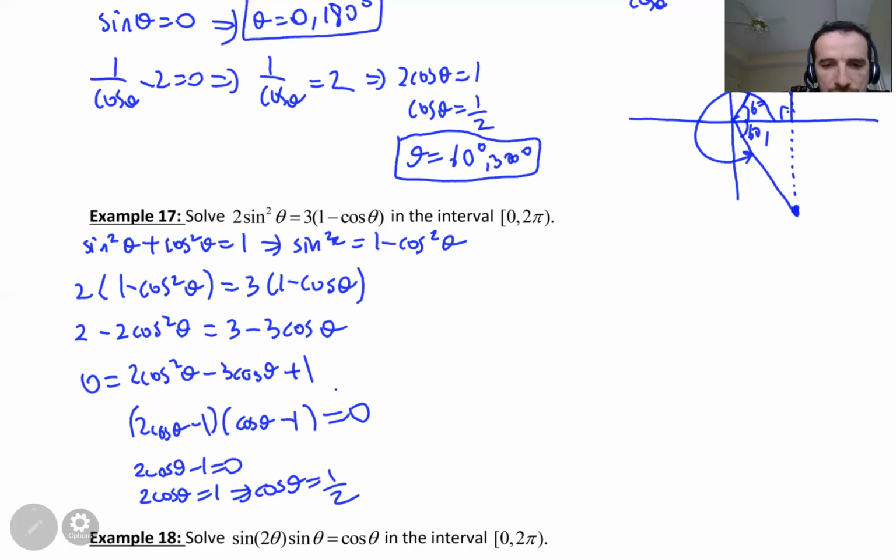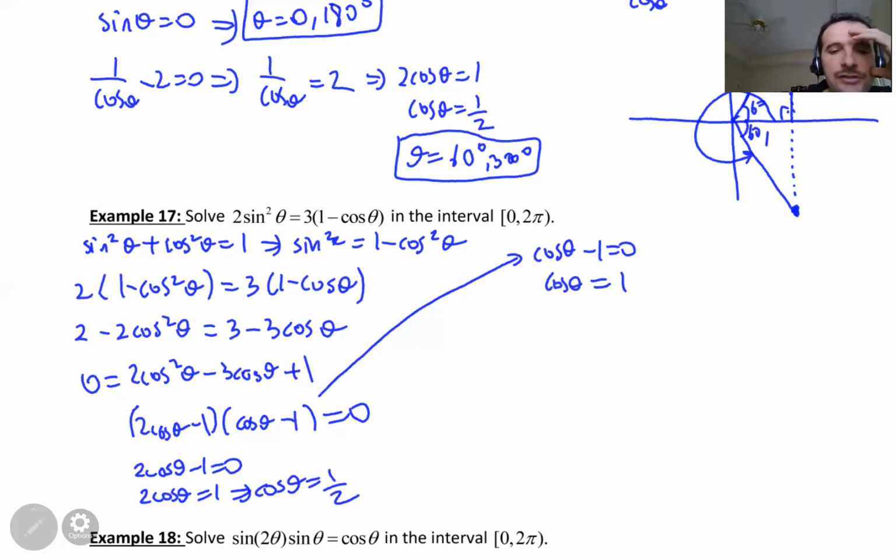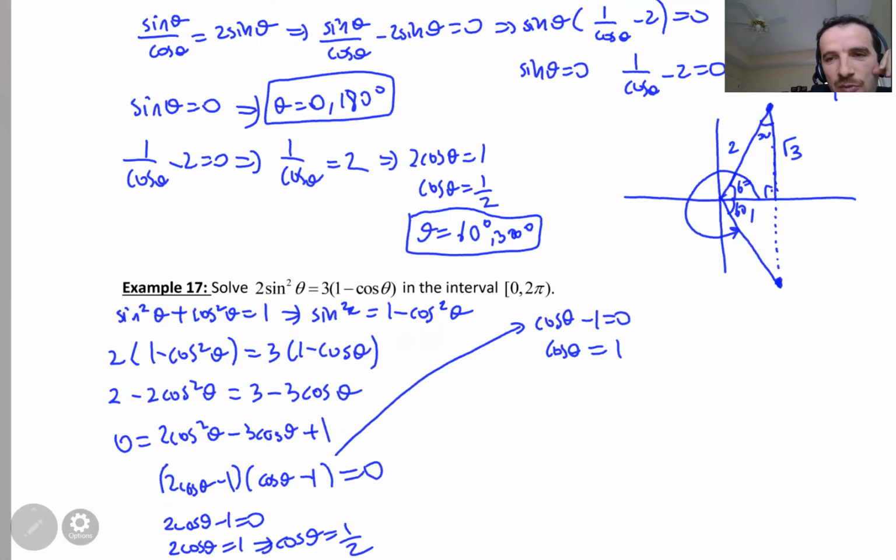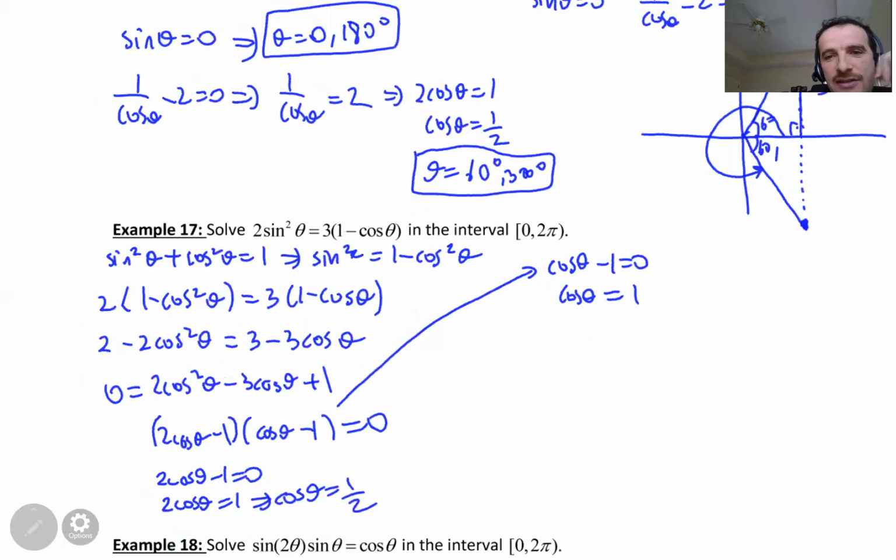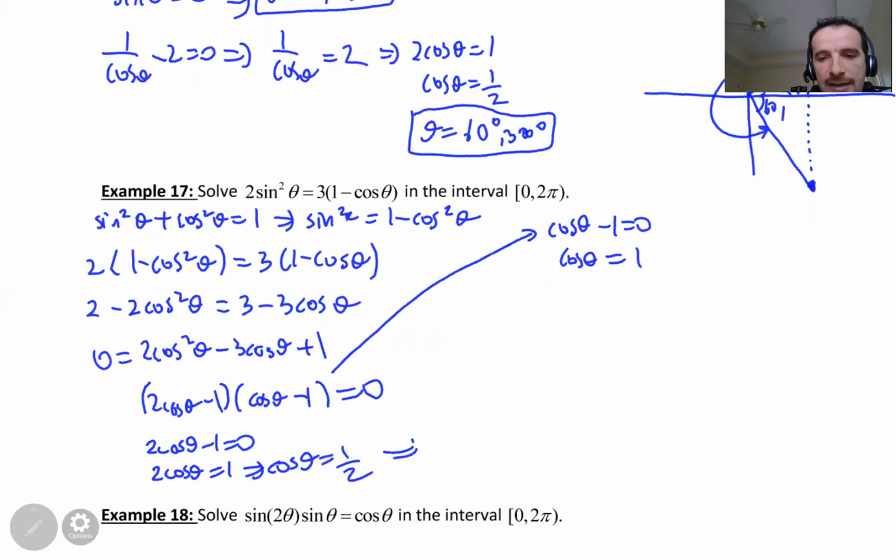And I also have this part, right? Maybe I can write that part here. Cosine theta minus 1 is equal to 0. Cosine theta is equal to 1. Okay, cool. So cosine theta is equal to 1/2. What are the theta values? We have already done that in the previous example, right? Here. Cosine theta is equal to 1/2. Theta is 60 and 300. So from there I get theta is equal to 60 degrees and 300 degrees.